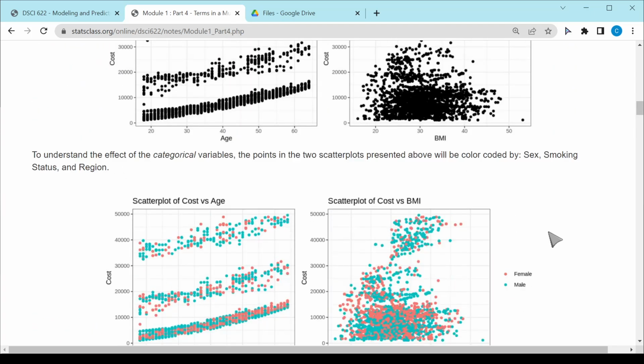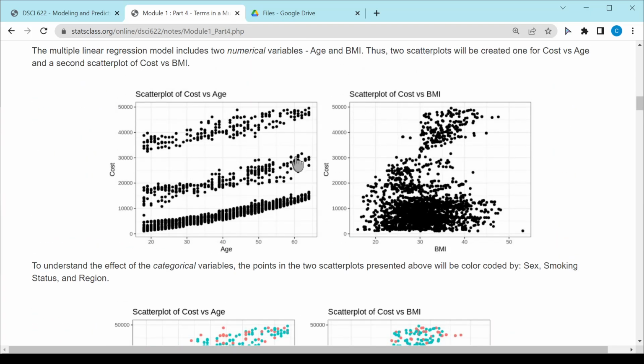Now, one thing that certainly stands out, and you can see this even without the color coding, is that I have these three distinct groupings of points in this age versus cost scatter plot. There appears to be some grouping of the points as well when I'm looking at BMI versus cost, but they're not as distinct. The goal is to identify why this is happening, and we can do that partially here with this example. More on that in a little bit.